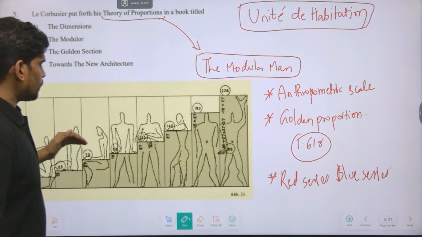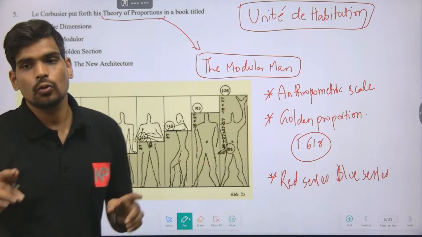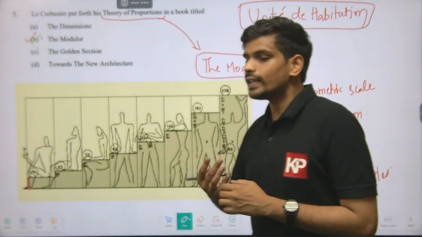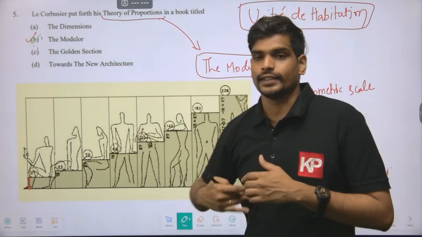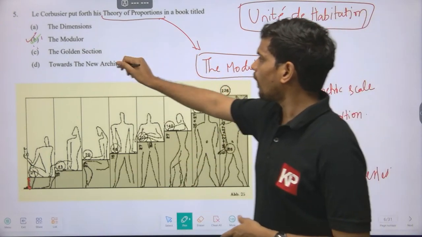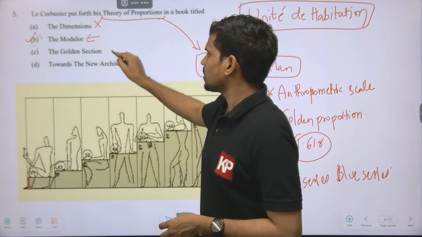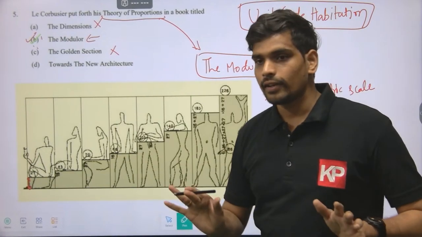So Le Corbusier gave the proportions: what should be the height of various furniture and equipment, what should be the size of the door and window. All these are based on human proportions. The theory of proportioning systems in architecture was proposed in the book The Modular. From the given options, The Dimensions, The Golden Section is not the name of any book written by Le Corbusier.